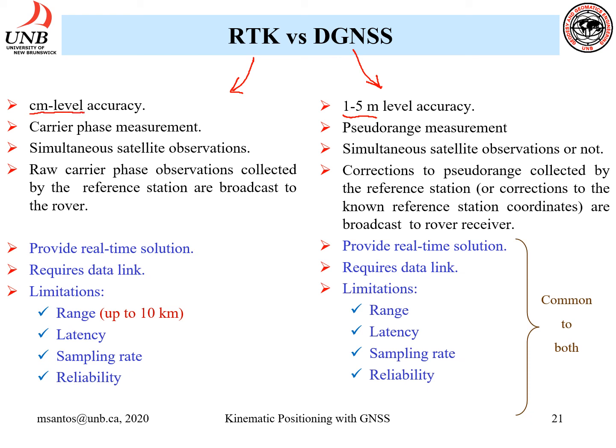RTK is based on carrier phase measurements. DGNSS is based on pseudorange measurements. RTK requires simultaneous satellite observations. DGPS, depending on how it is built, will require simultaneous satellite observations or not.